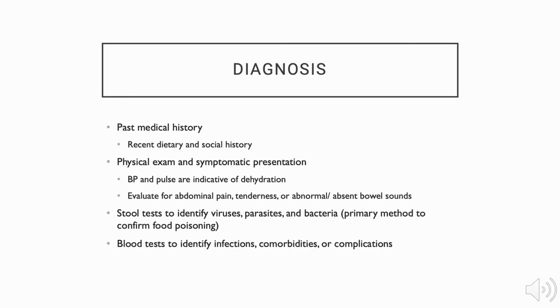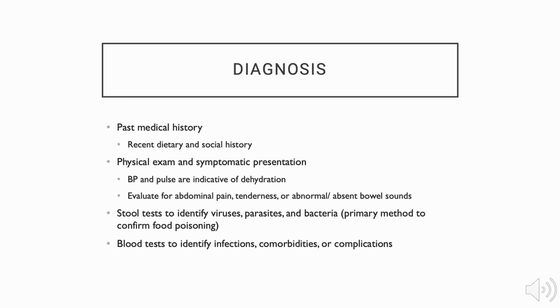Diagnosis of food poisoning. To diagnose food poisoning, one would need to obtain past medical history to include recent dietary and social history. With this information, a provider can understand if a patient ingested some sort of contaminated food or beverage, or if they were around someone who recently had contaminated some sort of food or beverage and is currently sick with food poisoning. Physical exam and symptomatic presentation.